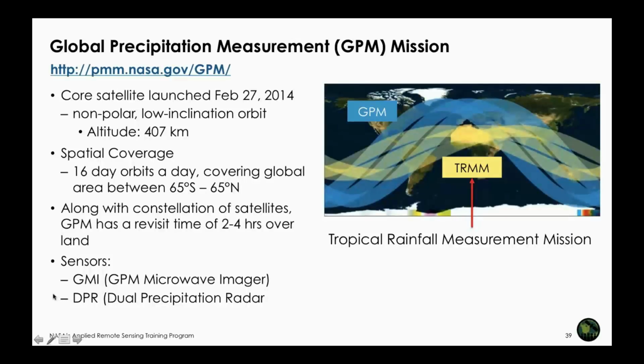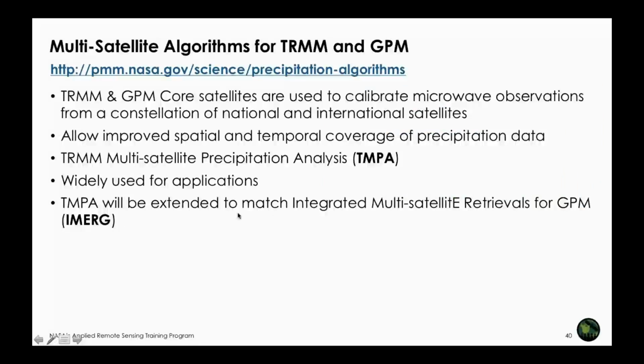As we said, these are the sensors for GPM. The important thing to notice here is these constellation satellites. There always have been satellites flying from NASA, from NOAA, and from other international agencies. Both TRMM and GPM use information from these national and international satellites and combine it with TRMM and GPM sensor information to provide better coverage, both in space and time, to get precipitation data. So there are two multi-satellite algorithms that derive precipitation from TRMM and GPM, and you can find more information at this website.